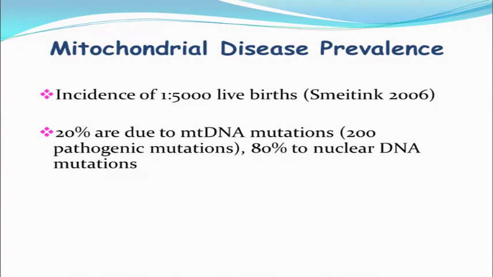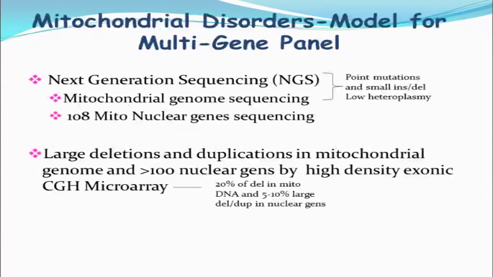So multi-gene panels have been developed using next generation sequencing technology to sequence the mitochondrial genome as well as 108 nuclear genes at the same time. And for large deletions and duplications, high density array CGH can be used for detection, but we're not going to discuss this in this presentation.